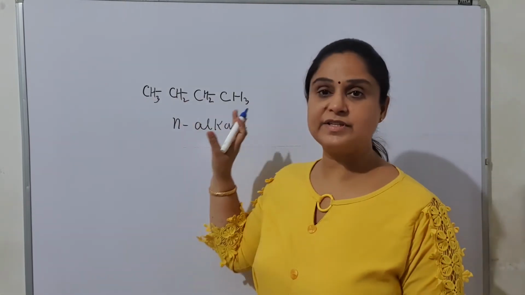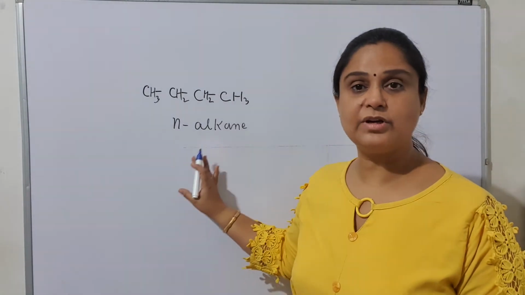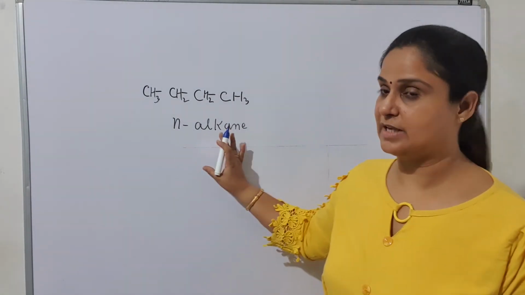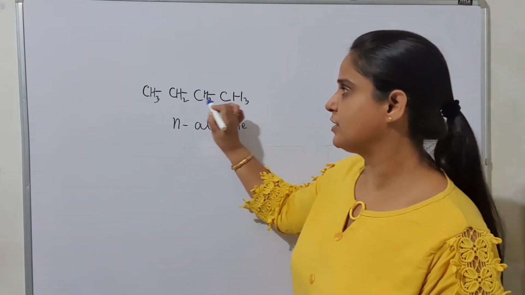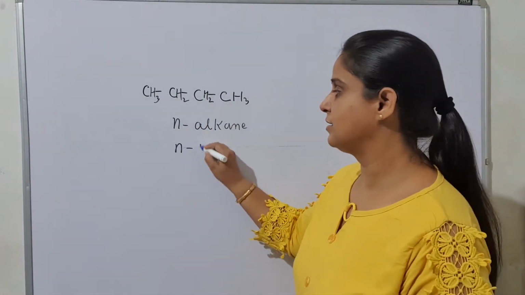So the alkane which is having no branches in it is known as n-alkane, which is called normal alkane, which is unbranched alkane. And just because it is a 1, 2, 3, 4 carbon alkane, I will name it as n-butane.